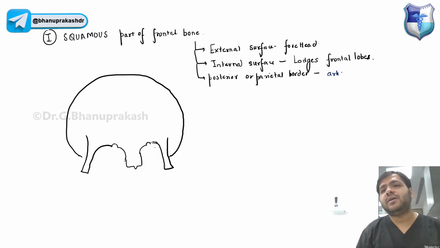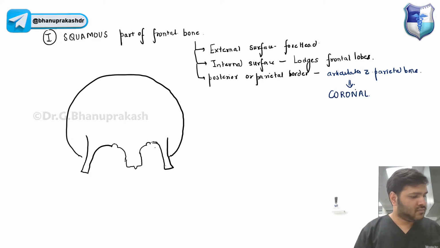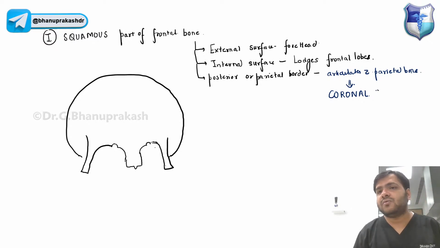Now this border, guys, if you already know, it articulates with one of the bones. It articulates with the parietal bone, and you already know the answer, guys. It articulates with the parietal bone to form the coronal suture, right?